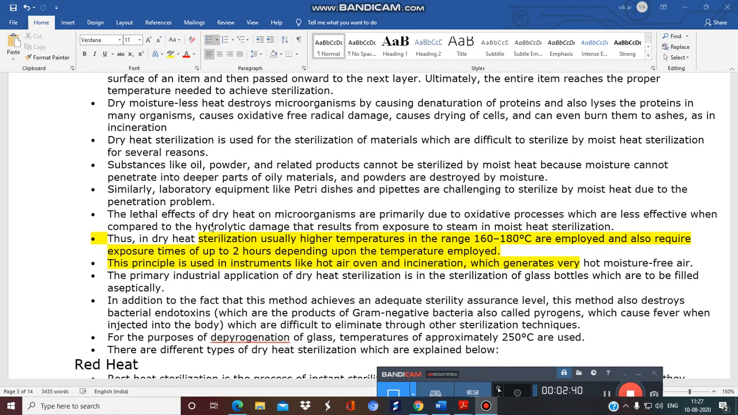Just see the temperature ranges in dry heat sterilization. The temperature range is 160 to 180 degrees Celsius, and it is achieved in our college laboratory with the help of a hot air oven. Depending upon the temperature, it also requires an exposure time of up to 2 hours. So we have to heat the sample in the oven at 160 to 180 degrees Celsius for up to 2 hours.